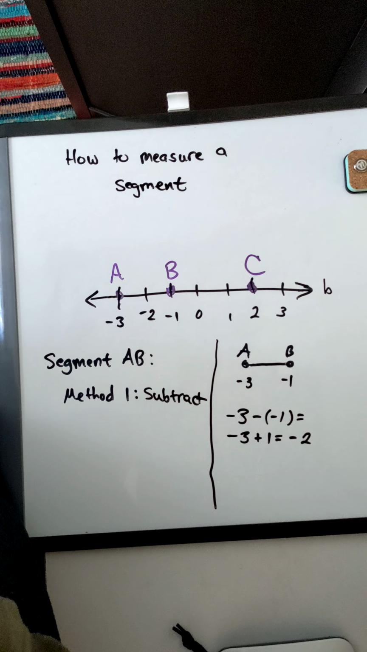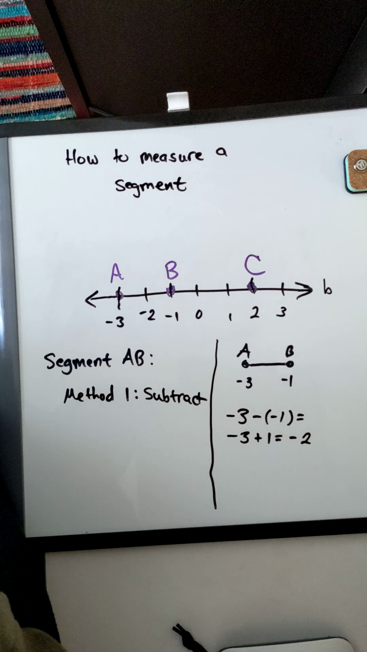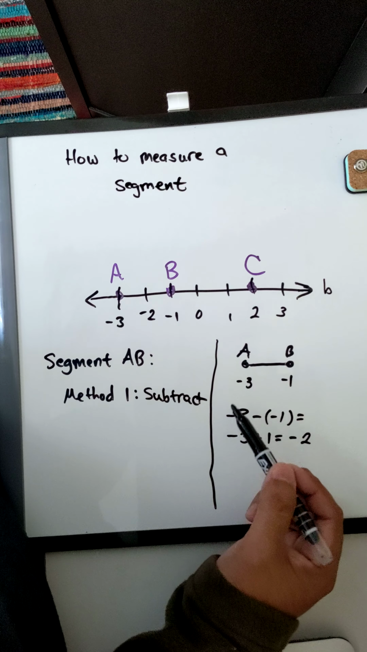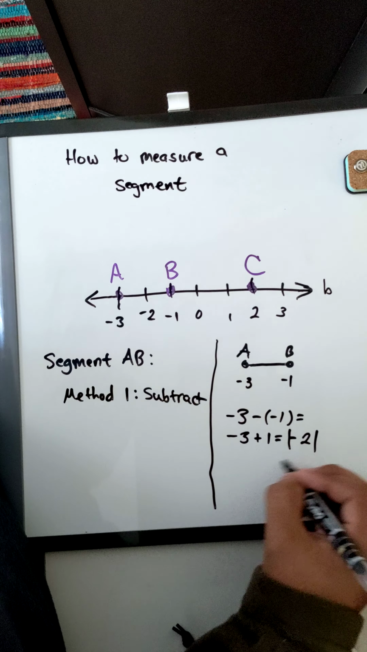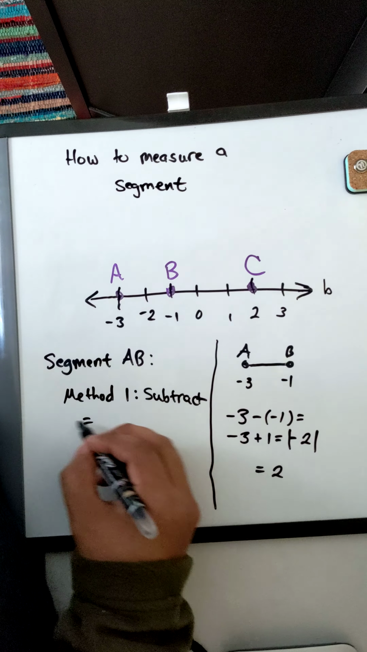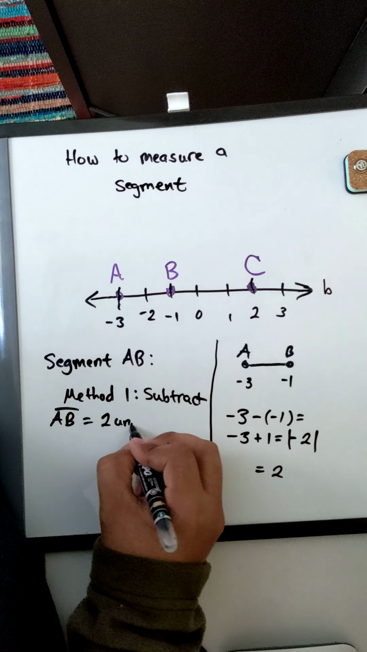So when we talk about distance, we can never have a negative number. If you drive north 1 mile, or if you drive south 1 mile, we are always driving 1 mile, regardless of the direction that we drive in. This is the same scenario. Even though these numbers are negative, the length itself is not negative. So we take the absolute value of that, and we get 2. So by my subtraction method, I got that segment AB is equal to 2 units long.